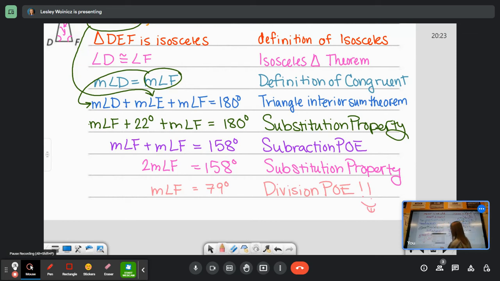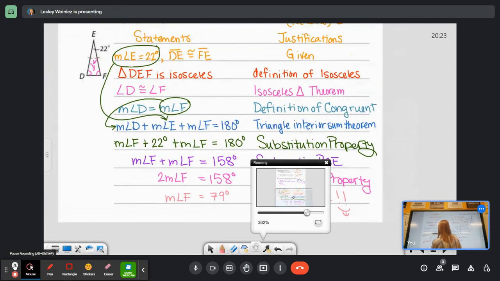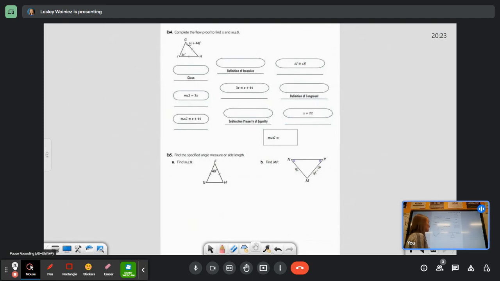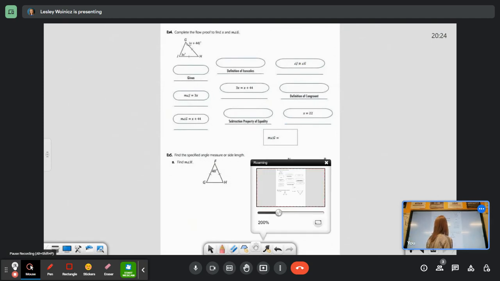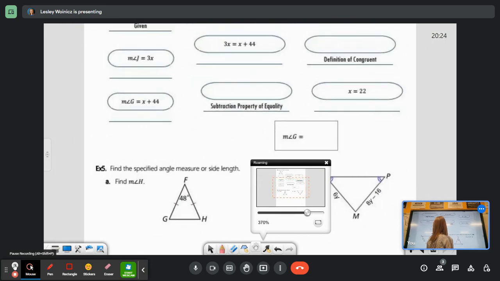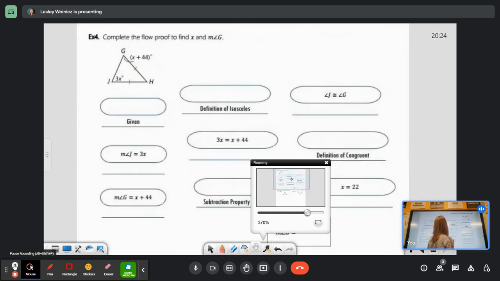All right, guys, I think that's it. So we were able to justify each of our steps using a whole rainbow of properties, theorems, and definitions. Fun. All right, next. We're going to do it again. We're going to make a flow proof. This one's half filled in for us. I know because I did it earlier today.